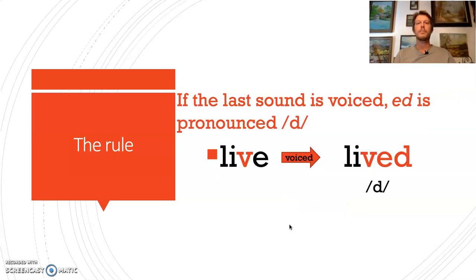Next, if the last sound is voiced, like v, then the ed sound is pronounced with just the sound d. Live, lived. Live, lived. And notice it's still one sound, one syllable. We just added an extra d to the end.